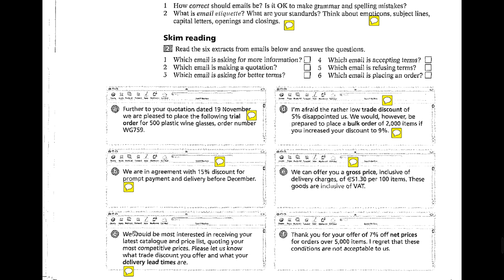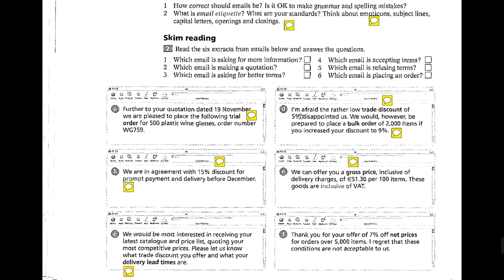Let's continue with C. We would be most interested in receiving your latest catalog and price list, quoting your most competitive prices. Please let us know what trade discount you offer and what your delivery lead times are. So you have to match this with number 1. An email asking for more information. So we need to receive the latest catalog, price list. So they need more information about this.